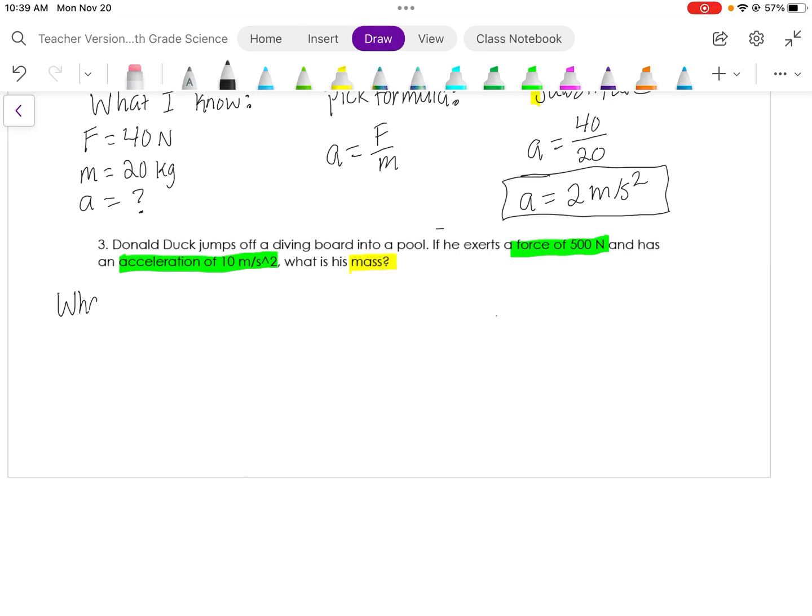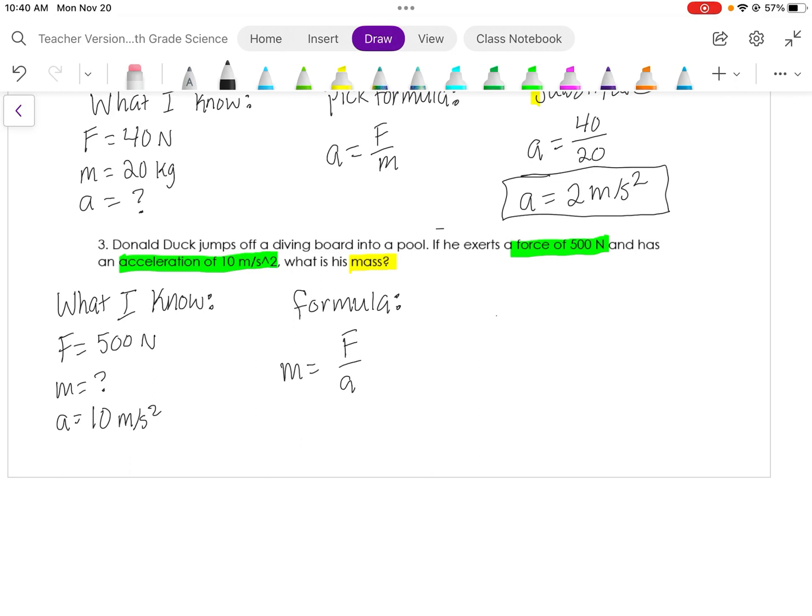Again, we're going to write what I know. Fargo, Moorhead area. And we're going to get the force is 500 newtons. Our mass we don't know, and our acceleration is 10 meters per second squared. So now we're going to pick a formula. And our formula would be M equals F divided by A.